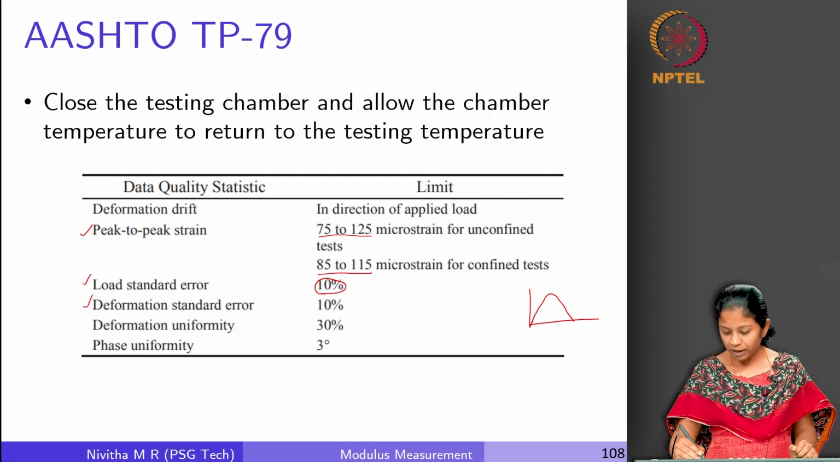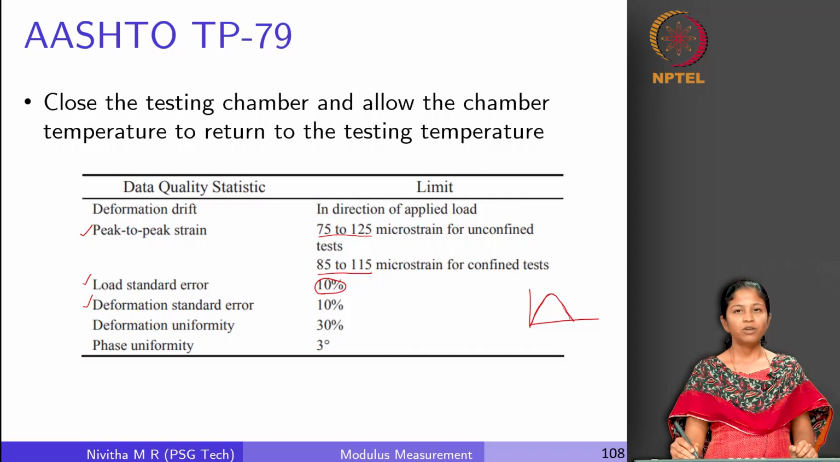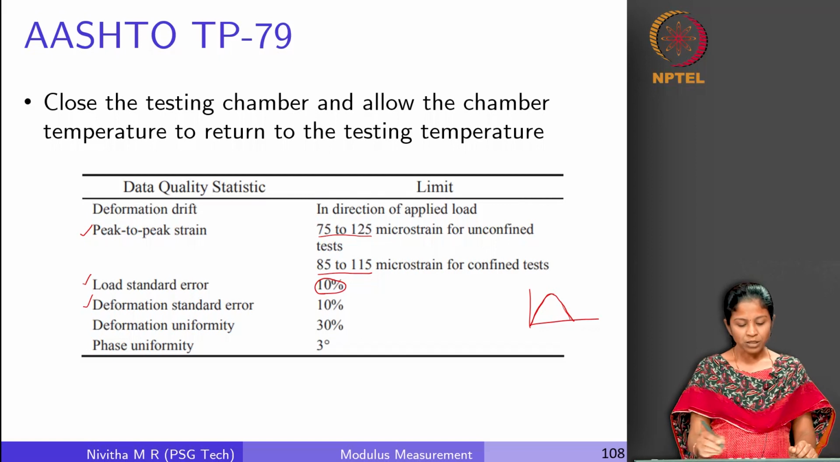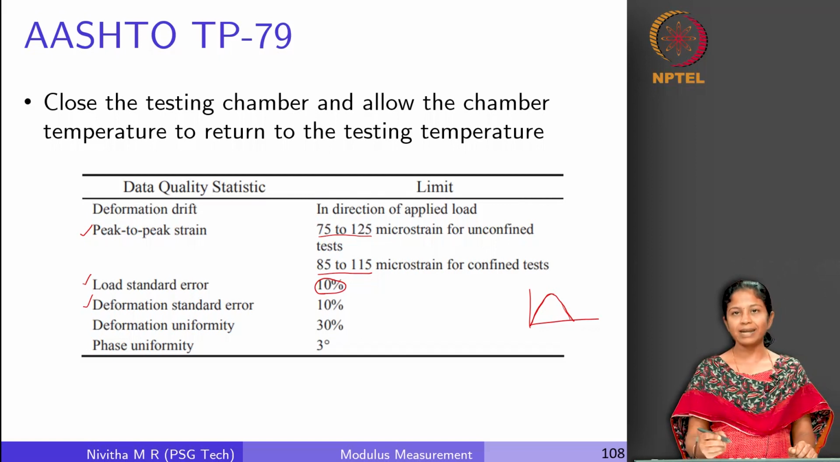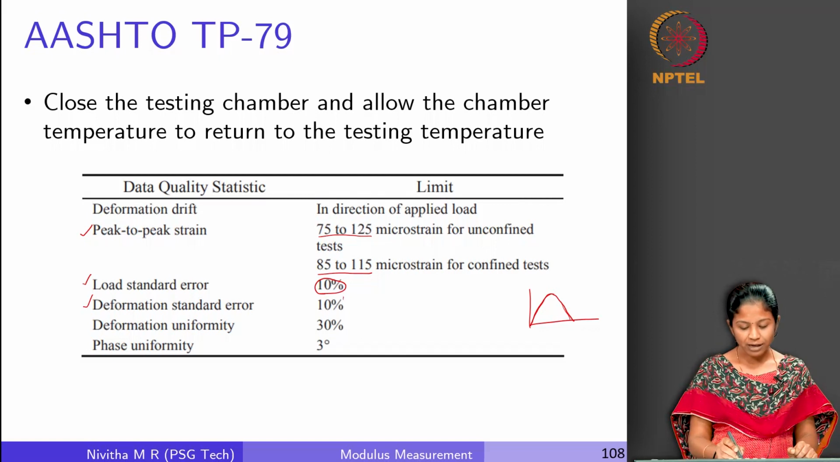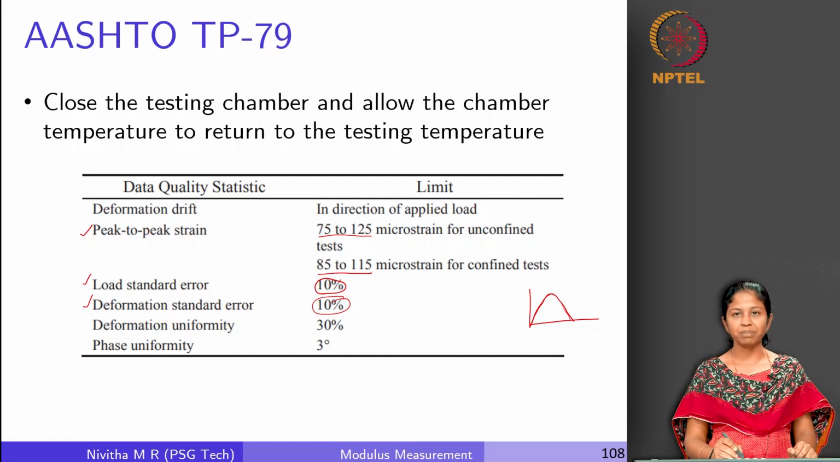So we apply a load in the form of a Haversine function. We also expect that the strain will be in the form of a Haversine function. So how close is this strain response to a Haversine? That is also limited to a maximum of 10%.